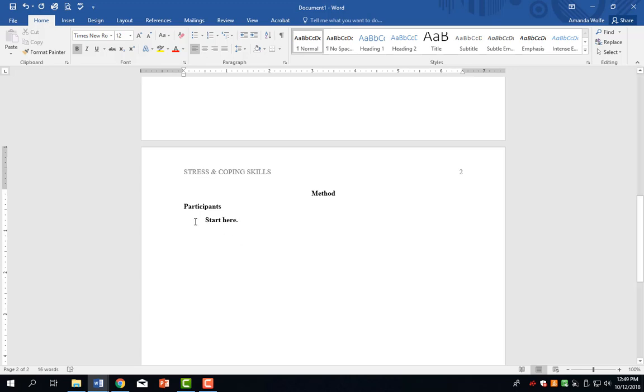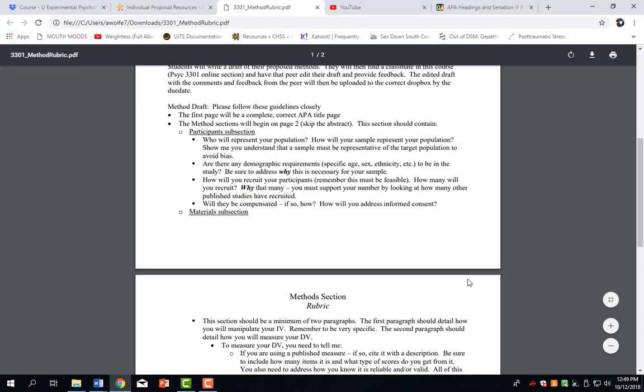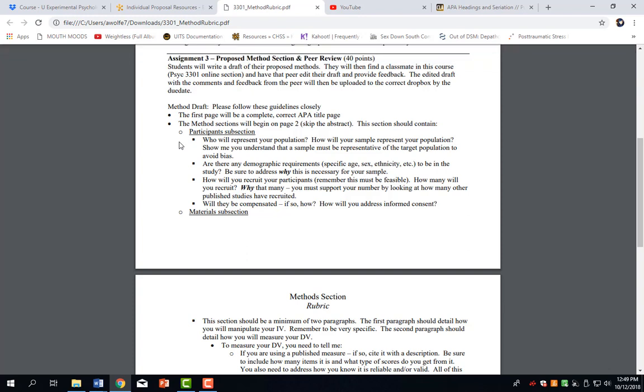I want to make sure though that I turn the bolding off when I actually get to my paragraph. If we go back to our rubric, you'll see that the questions that I need to answer are: who will represent your population, what's your target population, what are the demographic requirements for your study, and particularly how many will you recruit and why. You must support the number of participants you are recruiting with other published studies.